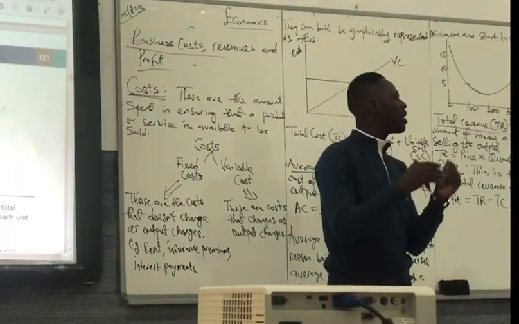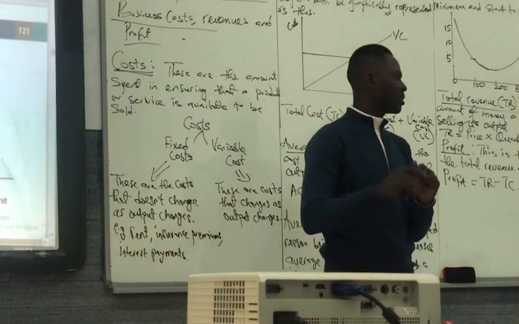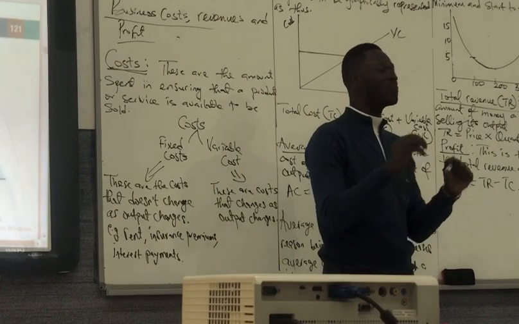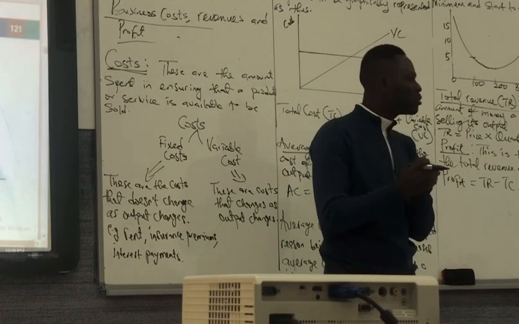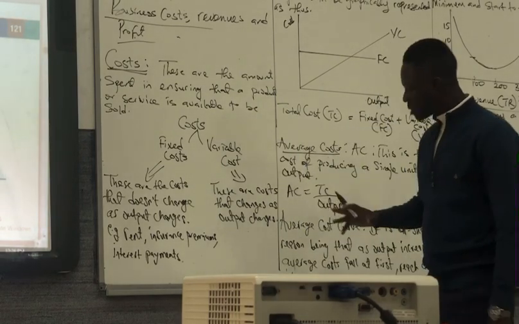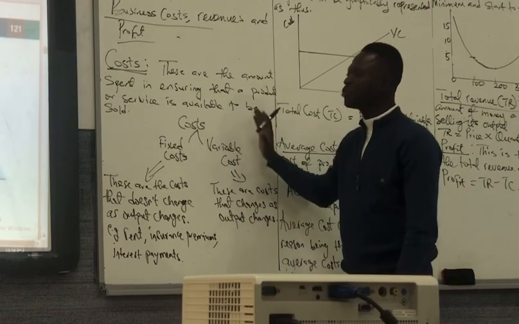Cost is the amount you have spent as a business in the course of producing a good or a service. Do you get what cost is? The amount that the business will have spent to be able to produce a product or a service. So here, cost: these are the amounts spent in ensuring that a product or service is available to be sold.